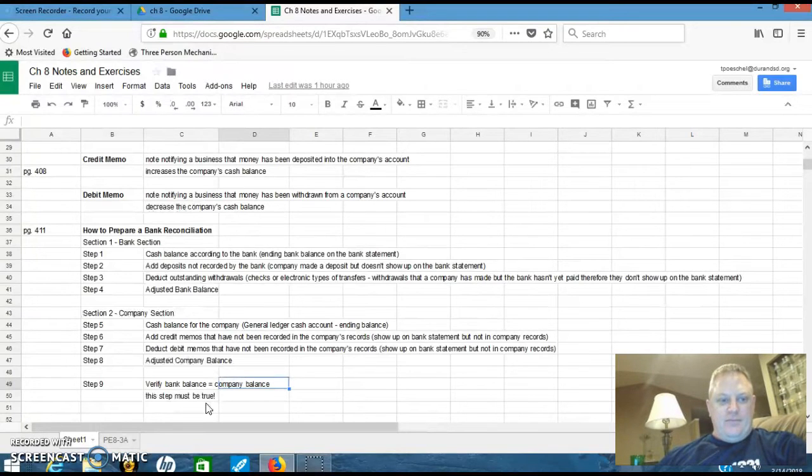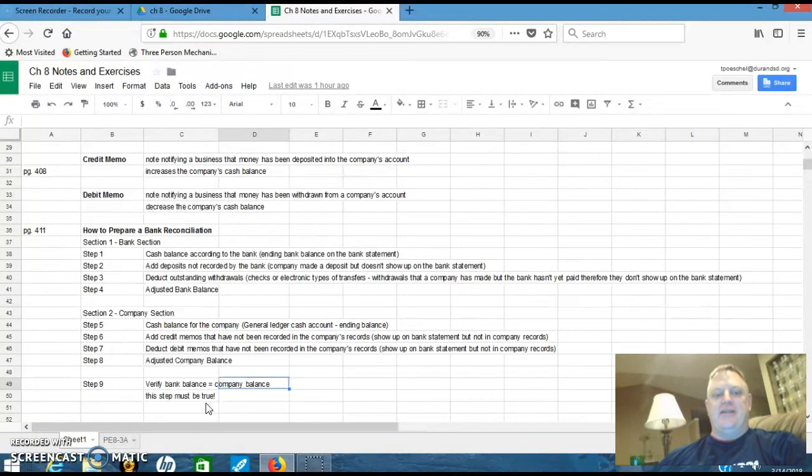Alright. As you look at the bank reconciliation for the bank section, you get the cash balance according to the bank, which is the ending bank balance on the bank statement. You add any deposits not recorded by the bank. These would be deposits that the company's made but don't show up on the bank statement. You then need to deduct any outstanding withdrawals.